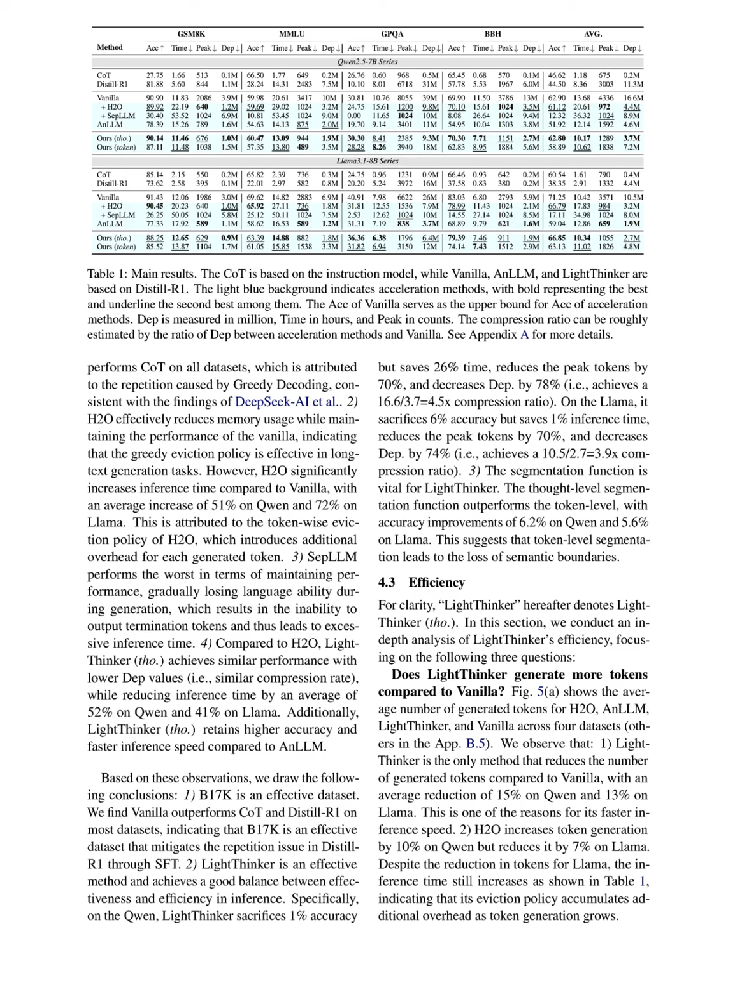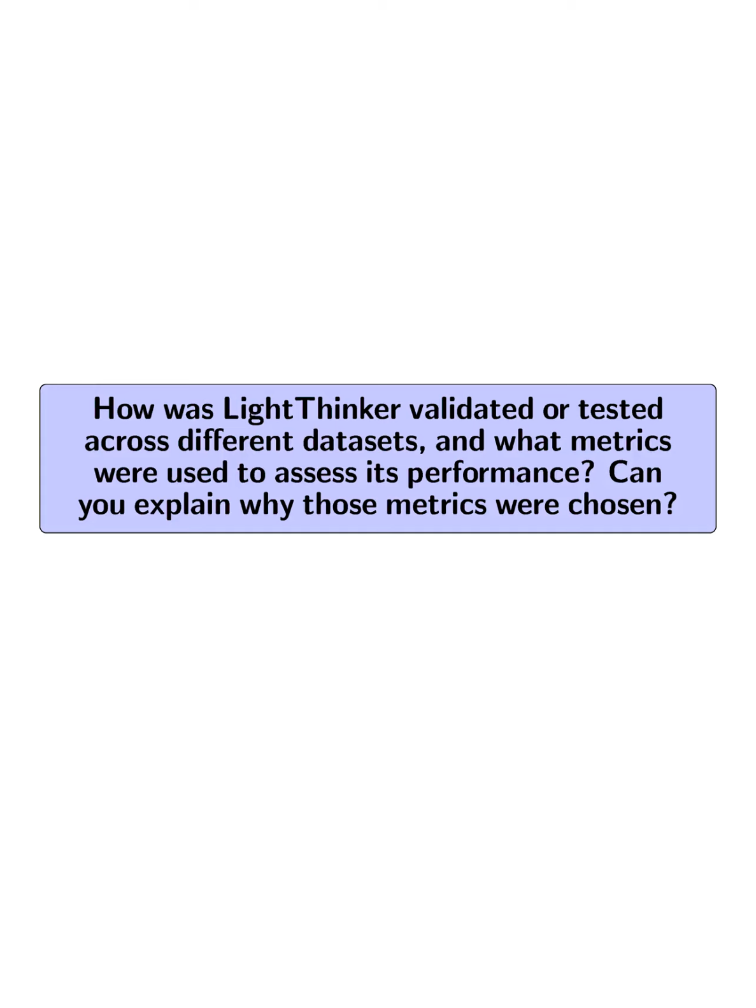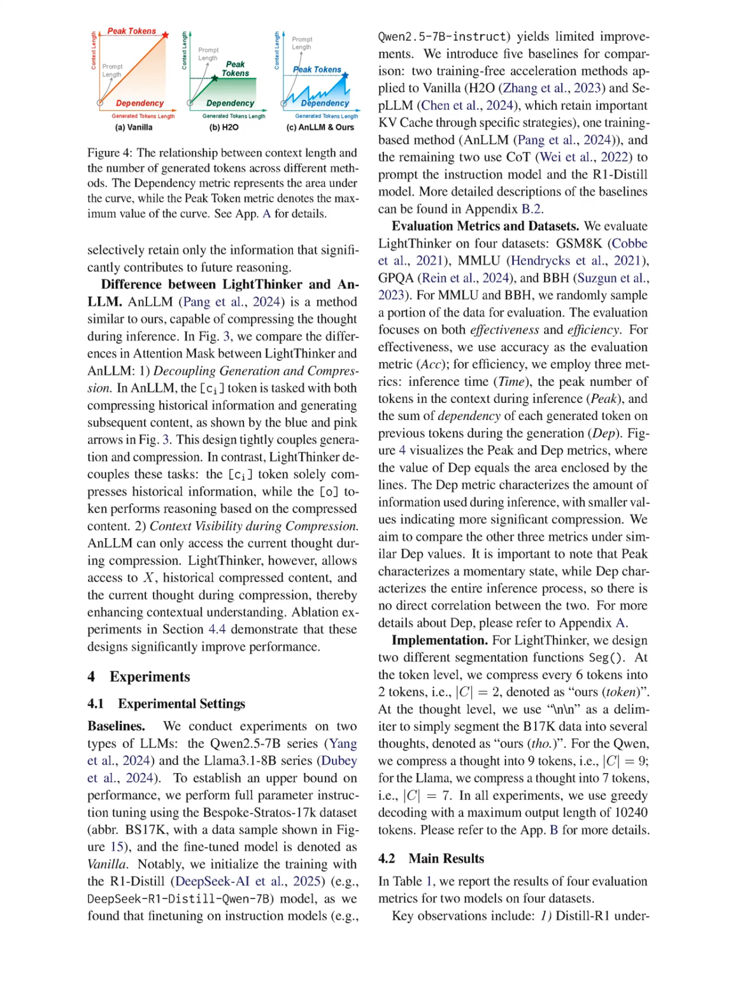Additionally, the thought-level segmentation function used in LightThinker outperforms token-level segmentation, leading to improved accuracy and better semantic preservation during compression. How was LightThinker validated or tested across different datasets, and what metrics were used to assess its performance? Can you explain why those metrics were chosen? LightThinker was validated through extensive experiments across 4 datasets: GSM-8K, MMLU, GPQA, and BBH.